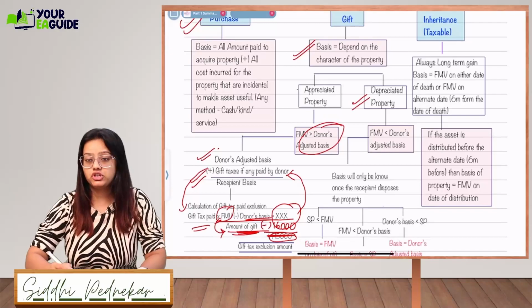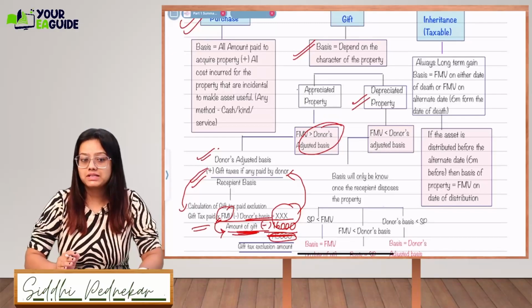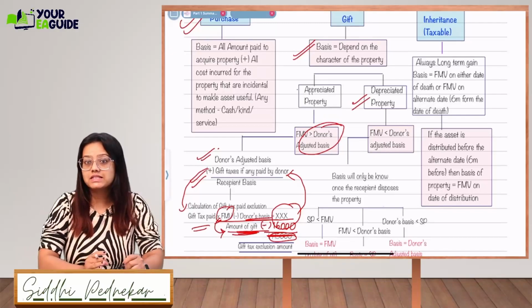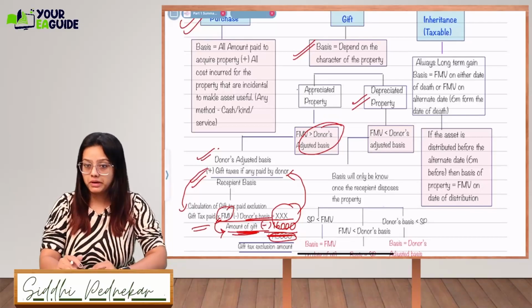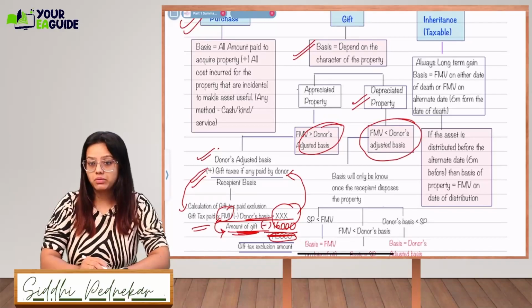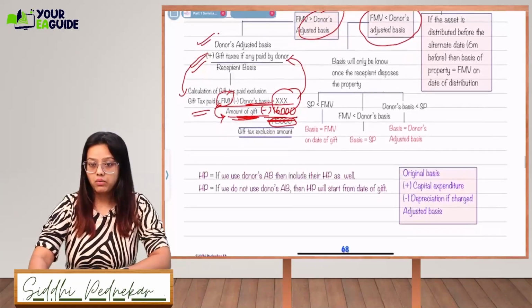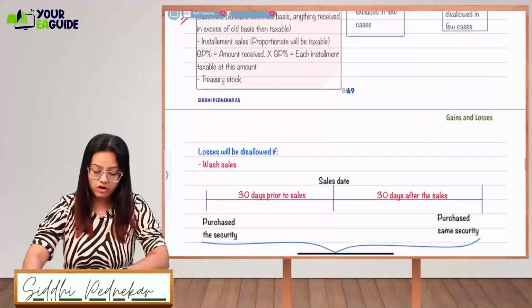What do you mean by depreciated property? Depreciated property means the reverse case, let's say the FMV is less than the donor's basis. That is known as depreciated property. So here the trickiest part will come, but no need to worry, you just have to follow this rule.